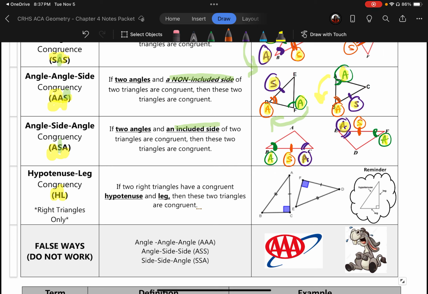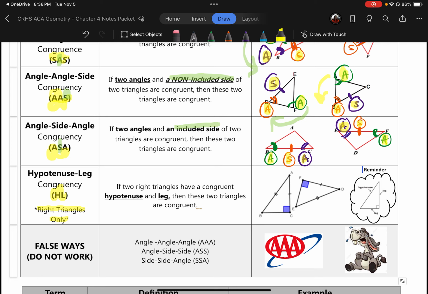Now the last theorem that we're going to look at, that you want to make sure you pay very careful attention to, is known as hypotenuse leg. Something that I want you guys to highlight, circle, or underline is that hypotenuse leg will work for right triangles only. That is the only time you can use HL, hypotenuse leg. So this one says that if I have two right triangles, and these two right triangles have a congruent hypotenuse and a congruent leg, then the two triangles must be congruent.